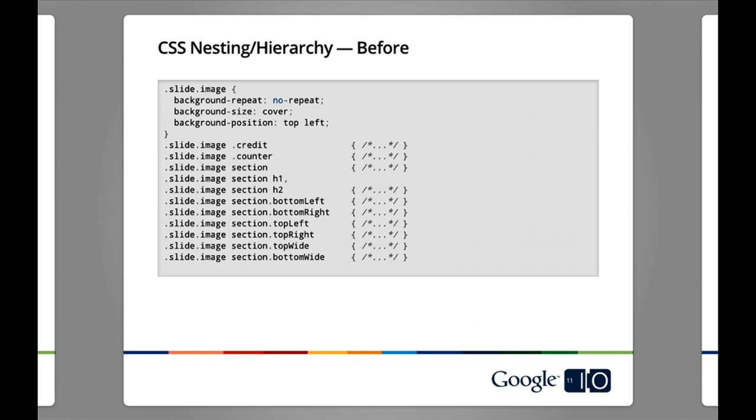So this CSS, as you can see, has .slide.image as this prefix that gets used for a whole bunch of rules that come after the initial formatting for this chunk of HTML. And these rules roughly correspond to the structure of the HTML that these rules should apply to. So in this case, any element underneath this slide image that's got a credit should have this behavior, whereas any counter element should have a separate set of styling applied to it.